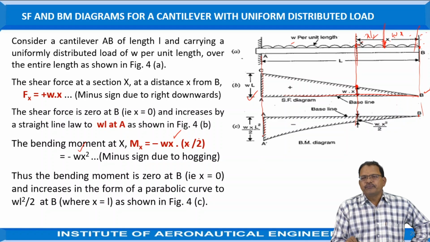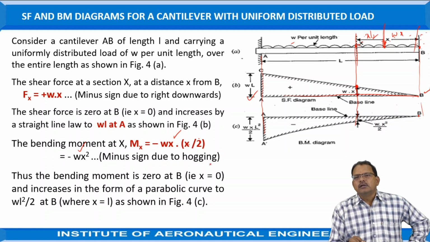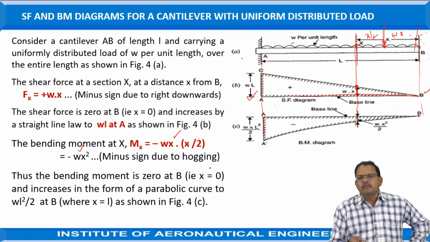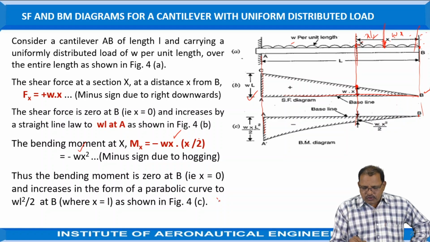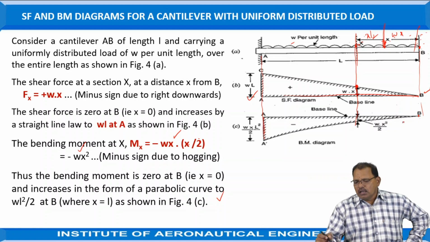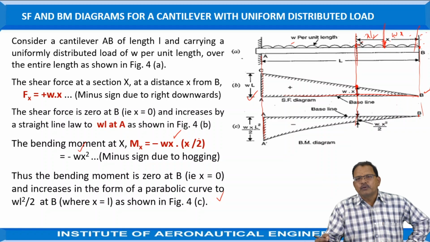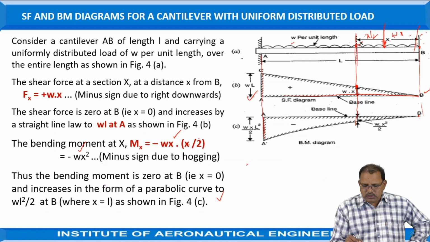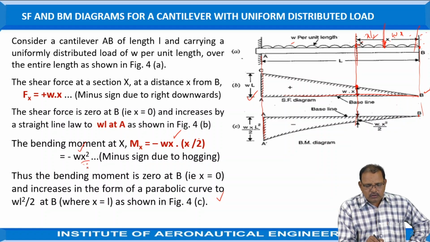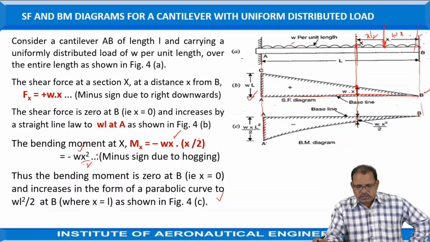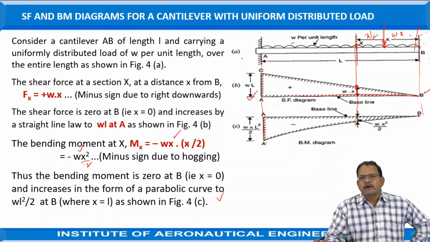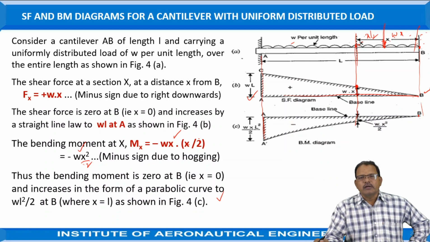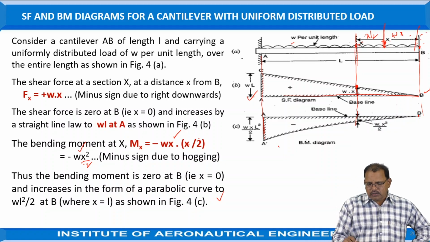Similarly, the bending moment at a distance of L from the B position, that is at A, taking X equal to L, is equal to minus WL square by 2. Here the diagram is proportional to the square of the distance, because at a distance X the moment is WX square by 2. That means it depends upon the square of the distance from the free end. Hence the curve is in the form of a parabola as shown in the figure. This curve is called a parabolic curve.